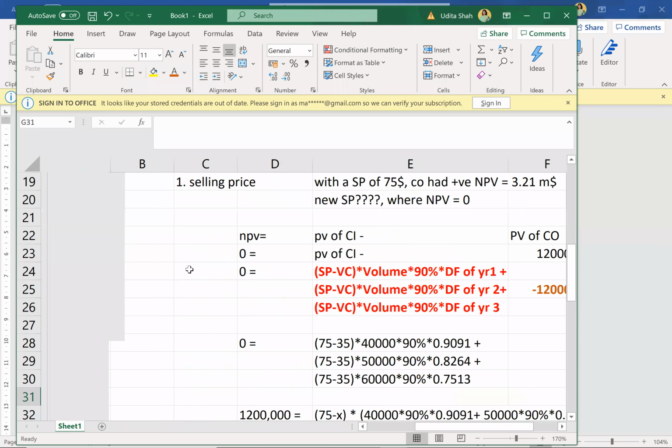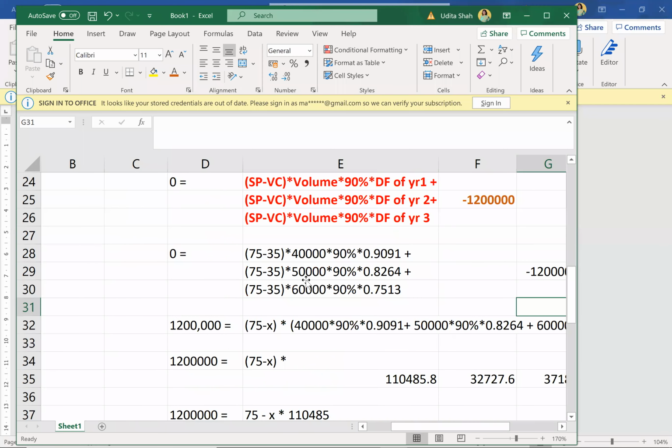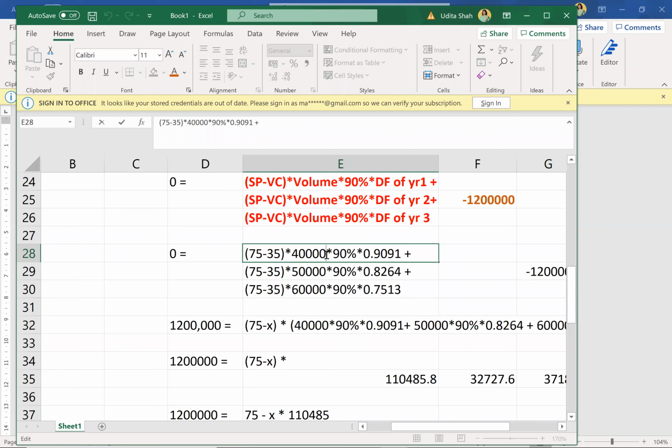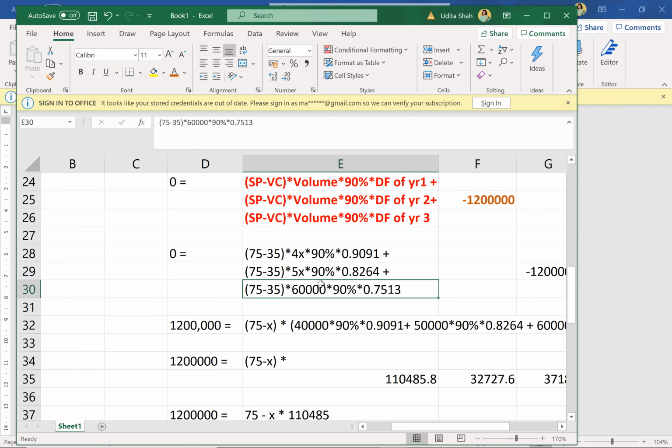Correct. So sales volume is what? 40,000, 50,000, 60,000. I need sales volume, so I'll keep it as what? The ratio I have to keep the same. So it will be 4x, this will be 5x, and this will be 6x. Find the value of x. Done.